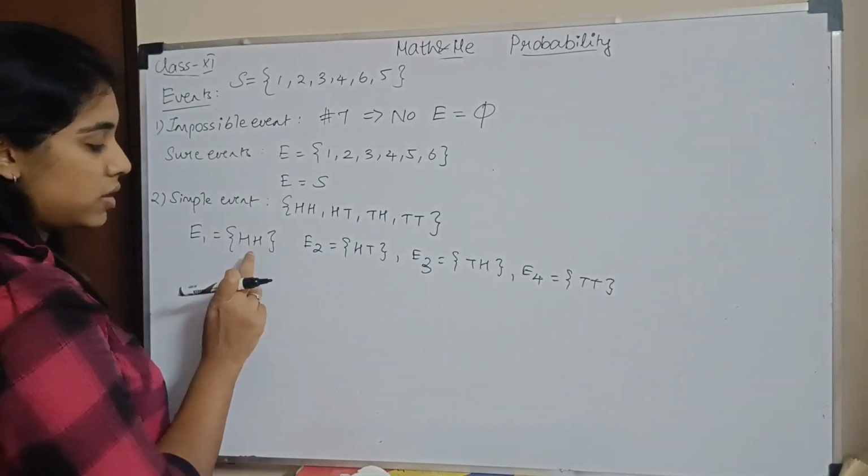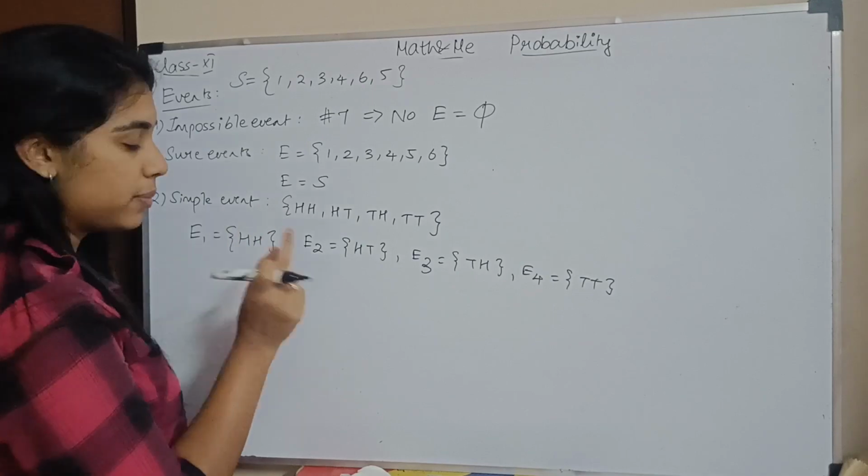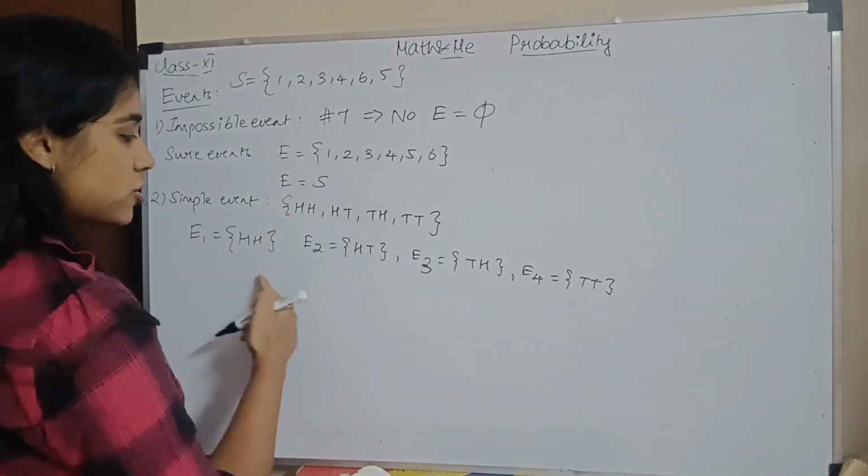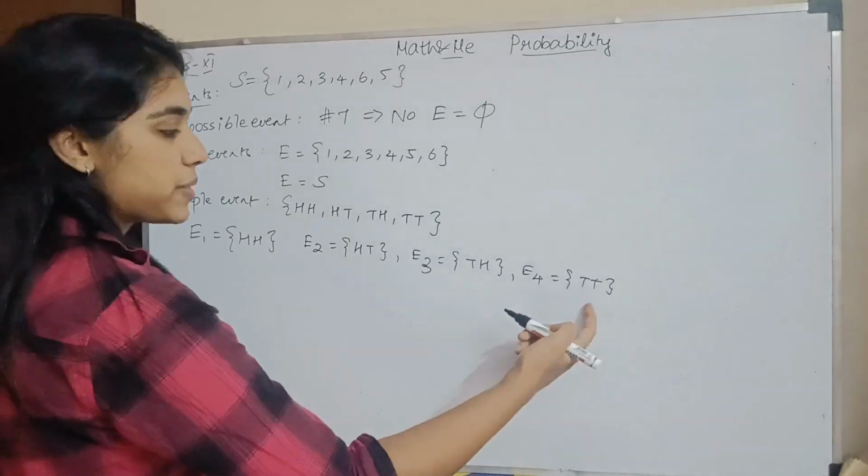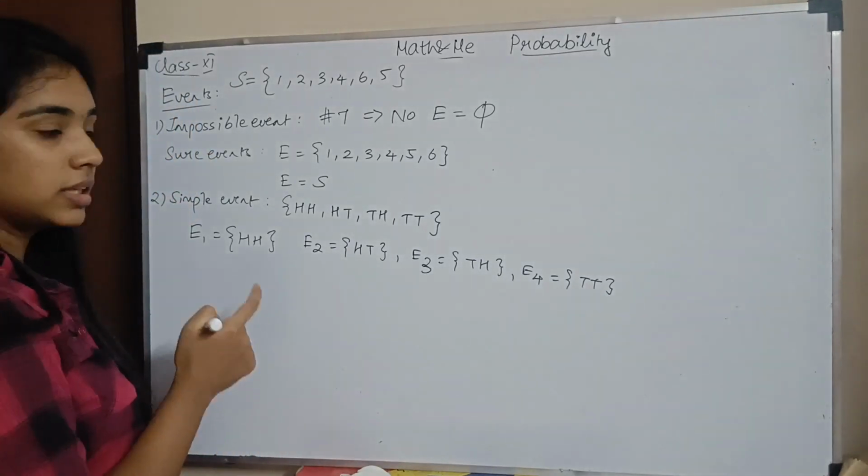So event 1 la ore element da irukku. I call this the sample point. I have only one sample point. So this particular way of representing elements is called a simple event.